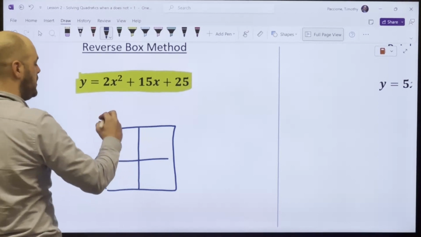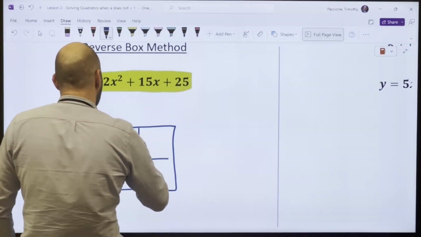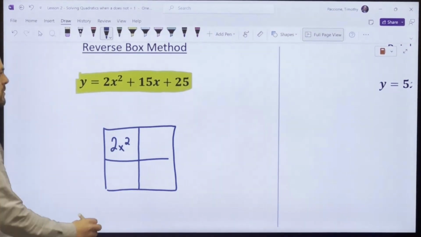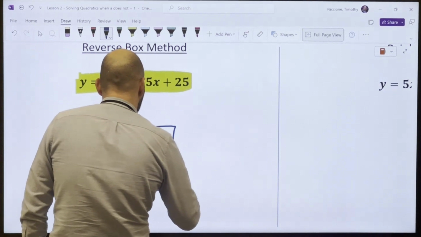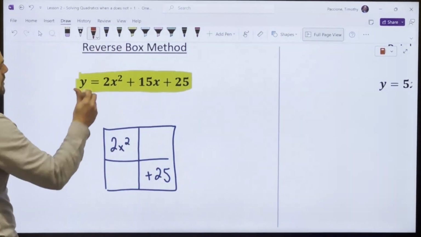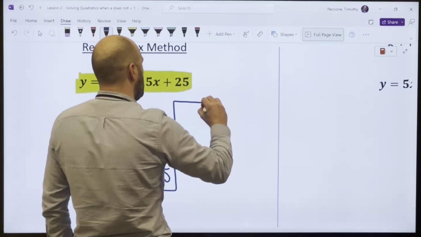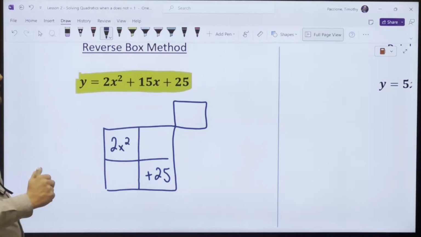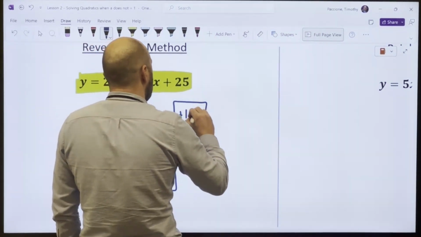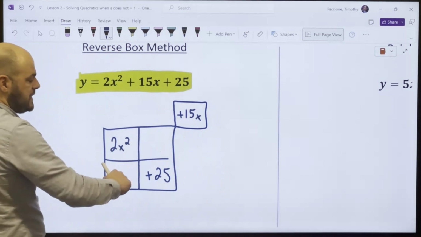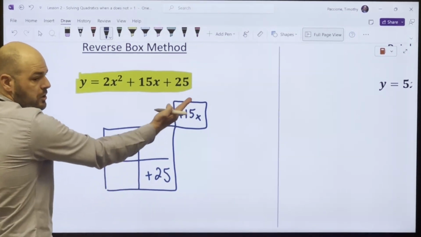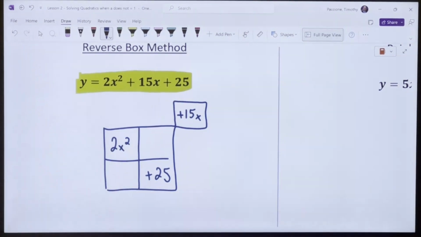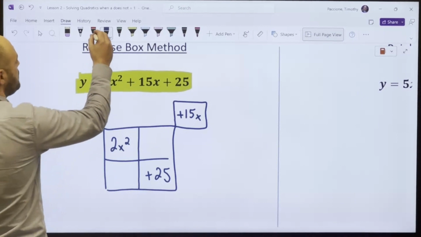Let's put our ax squared there. And what always goes on the bottom right? C. So let's put 25. Okay. The next thing you're going to do is build an extra box in the top right corner. It's a new box, and what we're going to put in there is our bx, because what we need to figure out is these two pieces, and that'll be just a little reminder of what they need to add up to. They need to add up to 15x somehow. Okay? So we're going to put a little box over there.